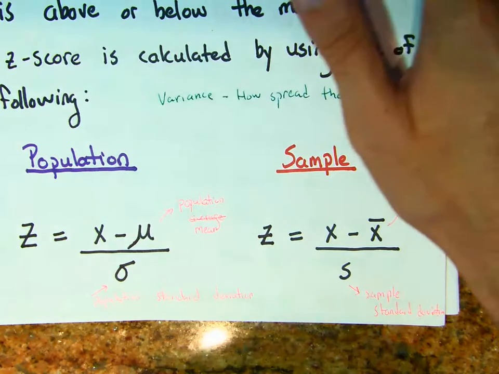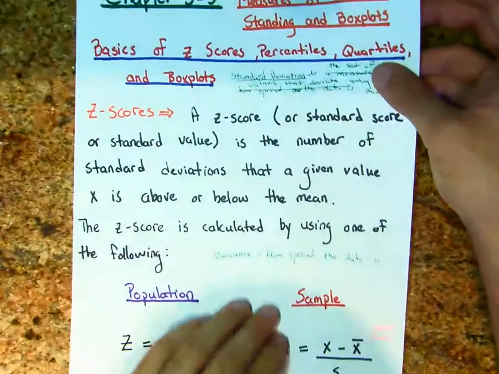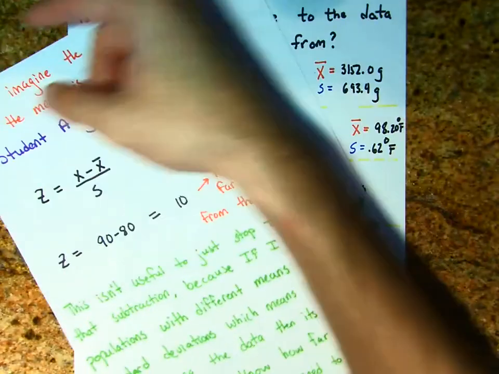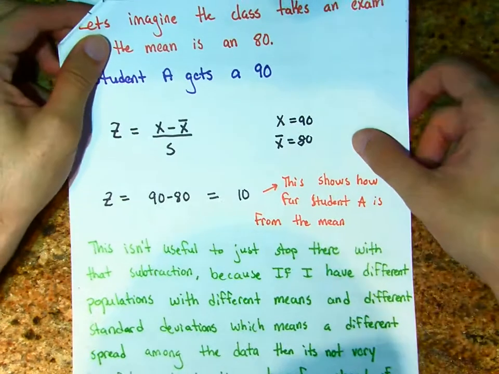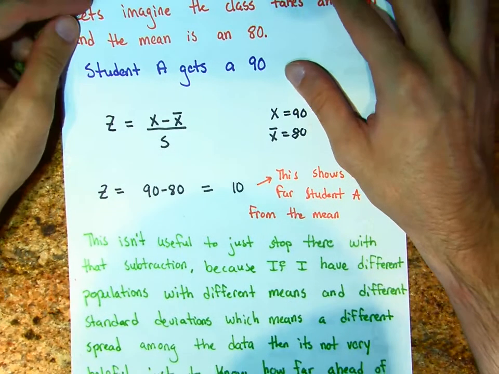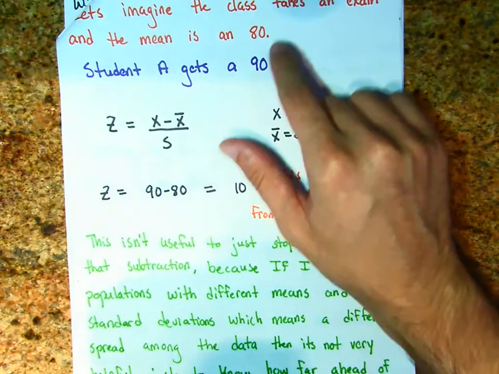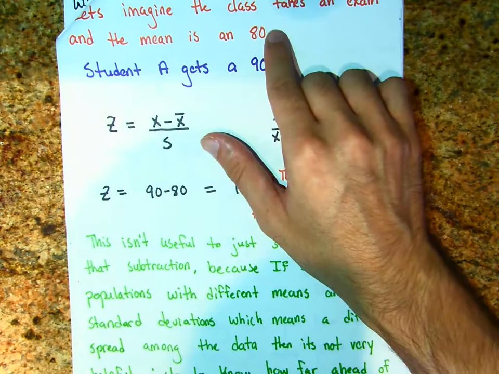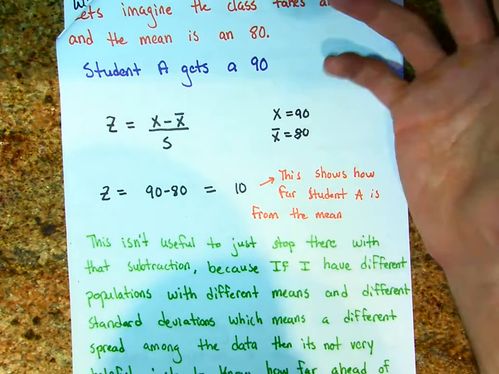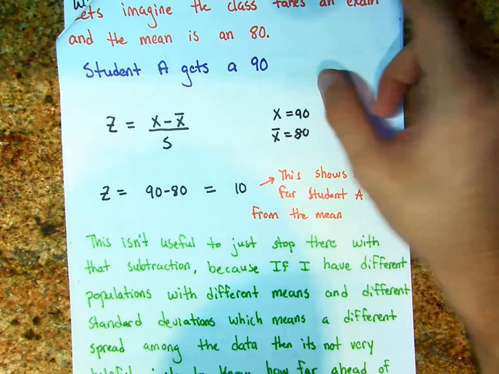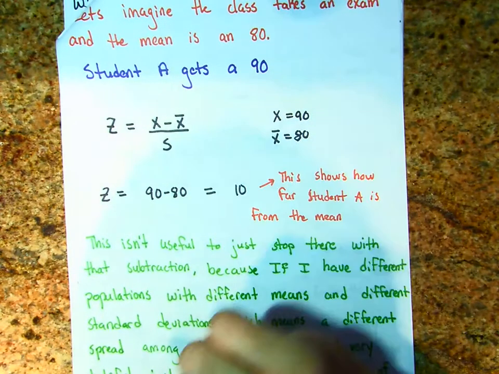So what's the idea behind a z-score? Let me zoom out. Let's imagine that the class takes an exam and the mean is an 80. Everybody takes the exam, you gather all the students' scores and divide by how many students there are, and the mean is an 80. And student A gets a 90.